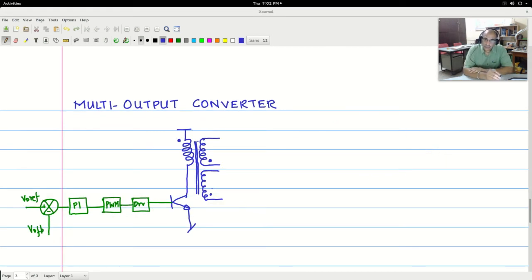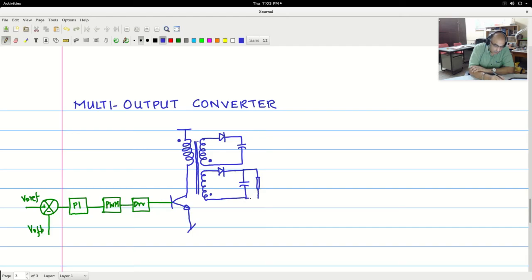I shall now illustrate another method of tackling this regulation of multi-output converters. Let us say I will take the same example of flyback, but you should understand that you can apply these principles to any of the isolated converters. It is not necessary that it should be a flyback; it could be a forward converter, a push-pull converter, a half-bridge converter, or even a full bridge converter. So now let us say that we have these two outputs.